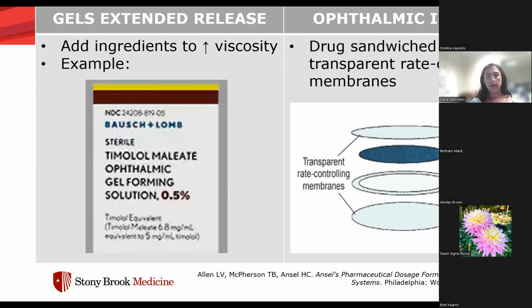The other example would be ophthalmic inserts, and that's when the drug is sandwiched between transparent rate controlling membranes. So as you can see in the picture, there's the 2 lighter blue circles on the very top and on the very bottom, and then the drug is sandwiched between. So this is an example of pilocarpine inserts, which provide a week's worth of medication as opposed to the conventional eye drops, which are actually administered 4 times a day. So it definitely takes off the burden of having to give yourself eye drops 4 times a day.